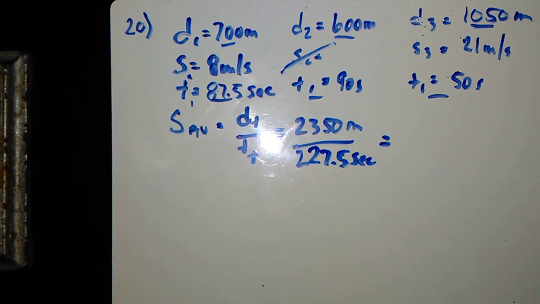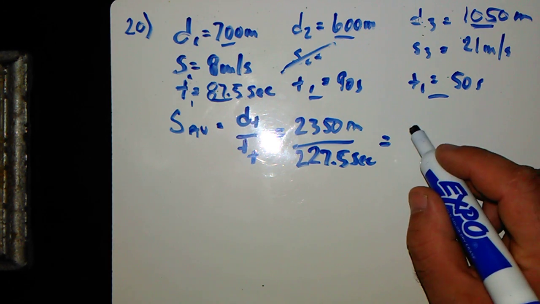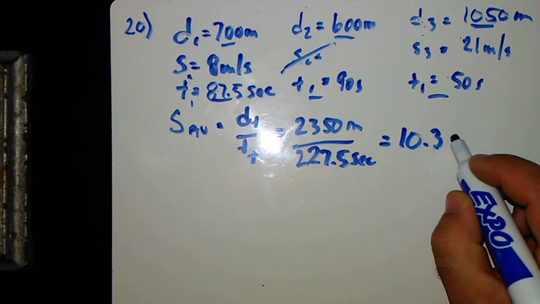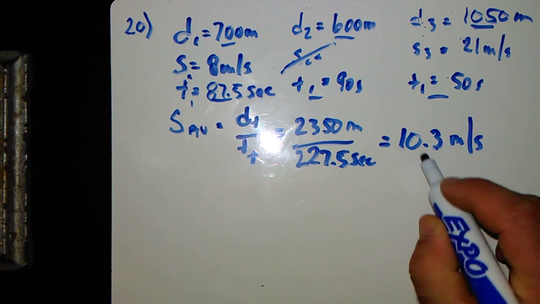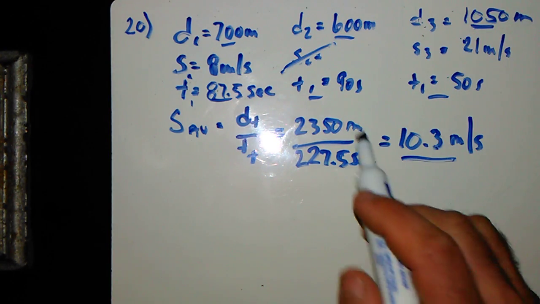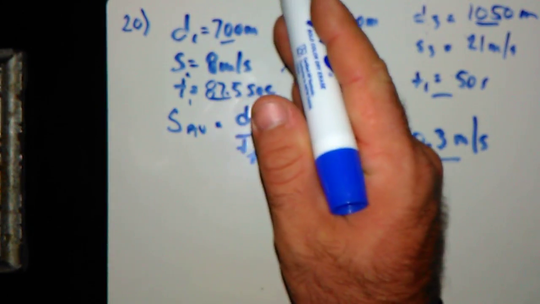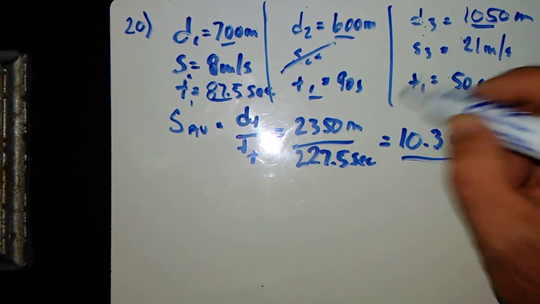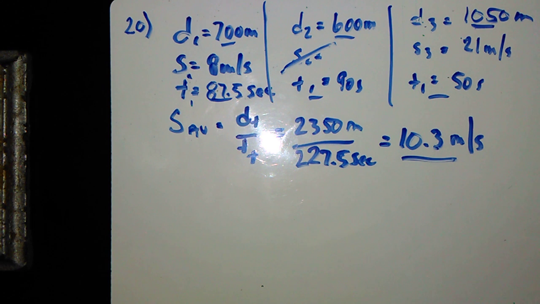Okay, and then simplifying, 2350 meters divided by 227.5 seconds is a speed of 10.3 meters per second. Okay, and that's how to get the average speed of that entire trip. And that's having a trip that has three sections, 1, 2, 3. It's kind of nice to divide them up so you can see how many sections you have.